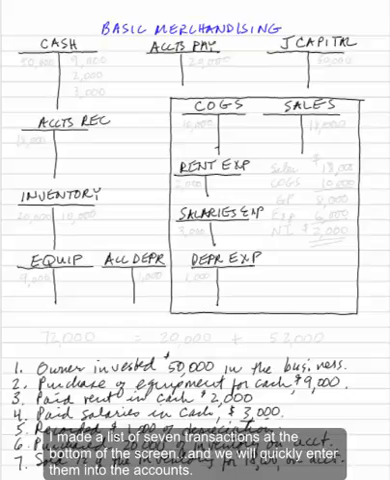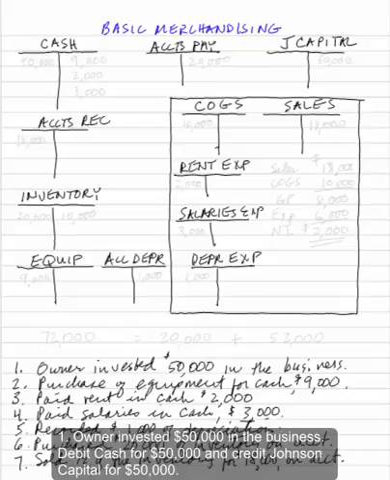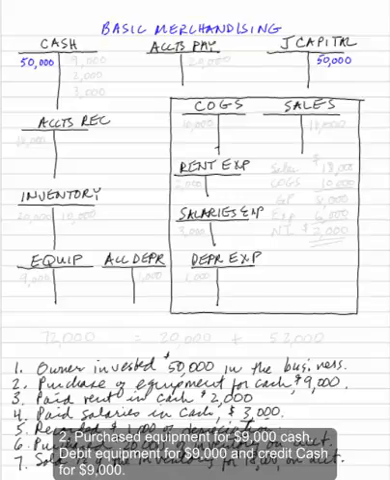The owner invested $50,000 in the business, so debit to cash. Credit to Johnson Capital for $50,000. That's transaction 1. Transaction 2, purchased equipment for cash, $9,000. And that was also for cash, $9,000.